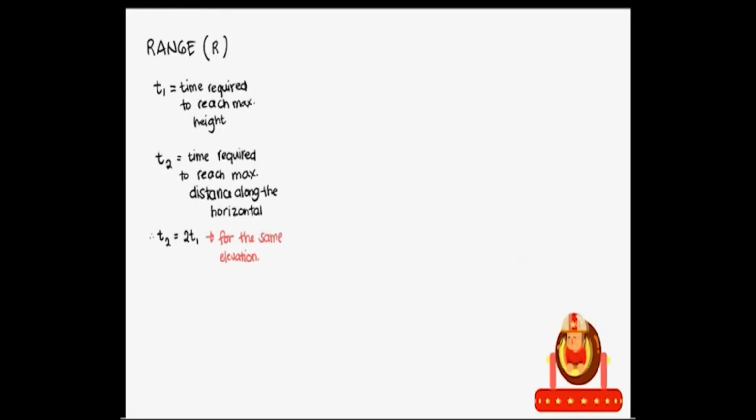Let's talk about range. So the horizontal range, R, big letter R, is the maximum distance along the horizontal plane the projectile travels before reaching the same vertical position where it came from. Now, to derive the equations for range, let us consider the following. Let t sub 1 be equal to the time required to reach the maximum height. Let t sub 2 be equal to the time required to reach the maximum distance along the horizontal plane, or range. Therefore, t sub 2 is just equal to 2 times t sub 1 for the same elevation.